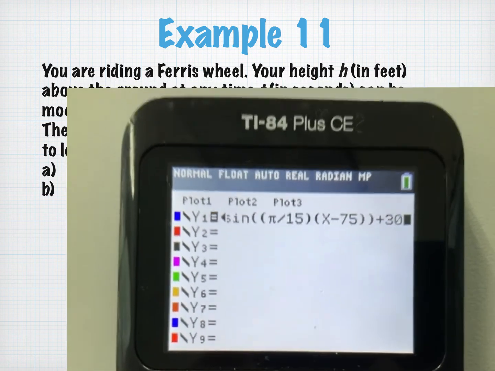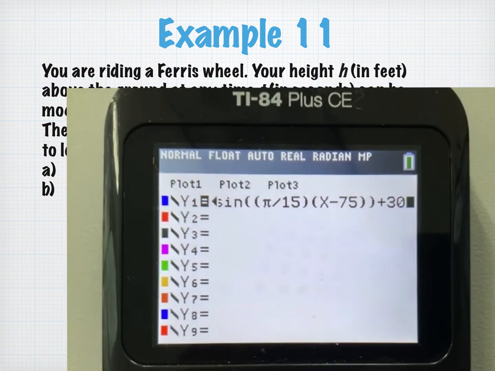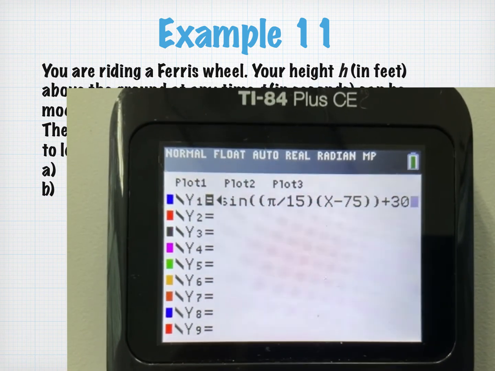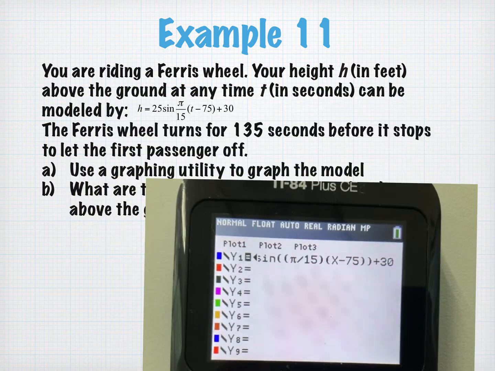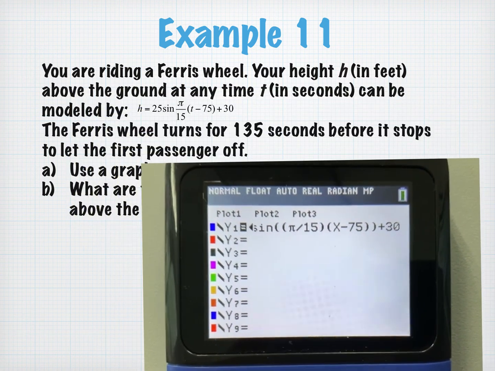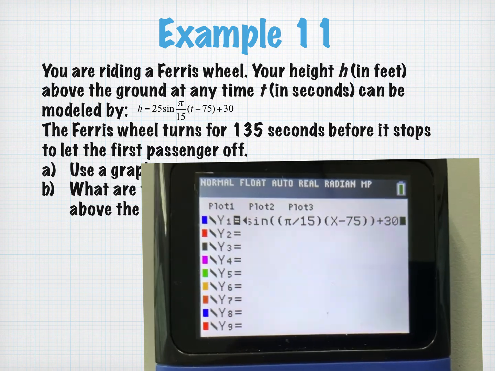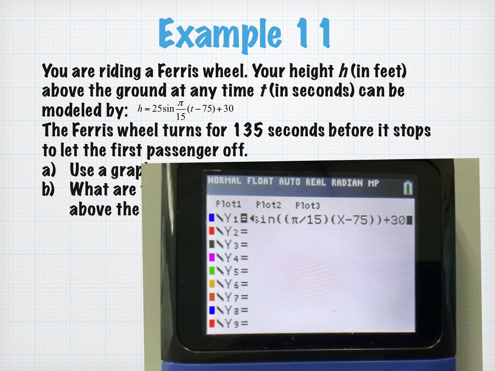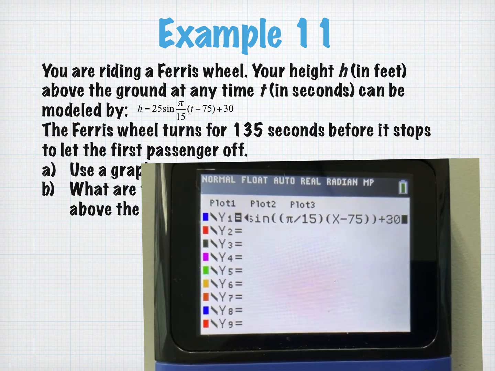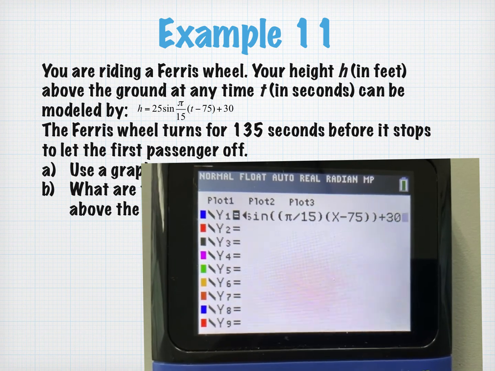I'm typing it in. So 25 sine will open its parentheses, but then open the parentheses again to get that pi over 15, because you don't want the order of operations to take over and find the sine of that first.